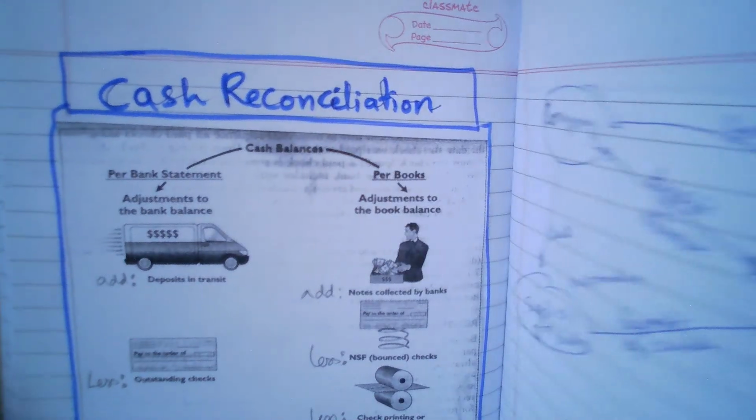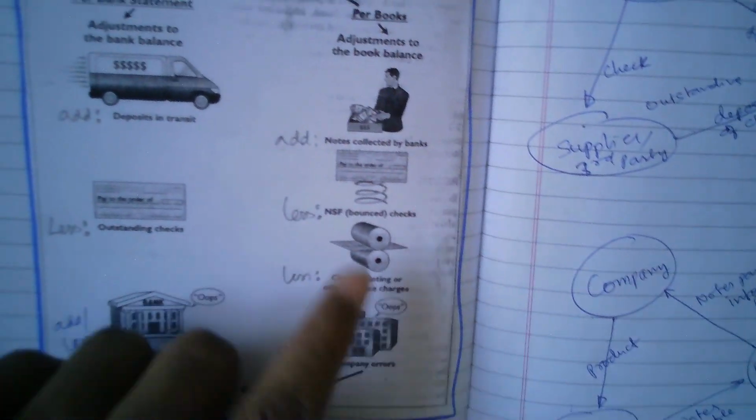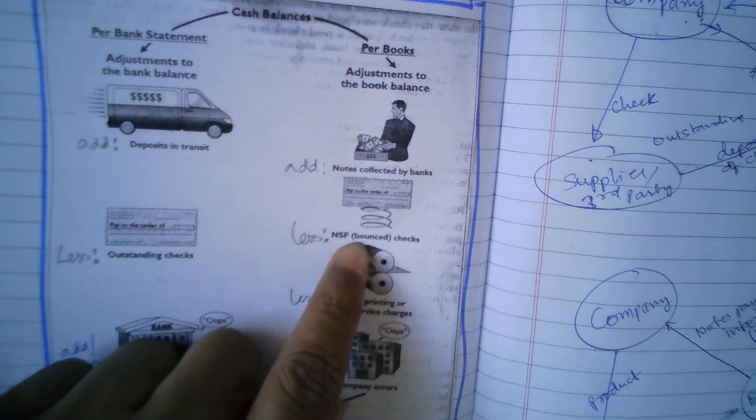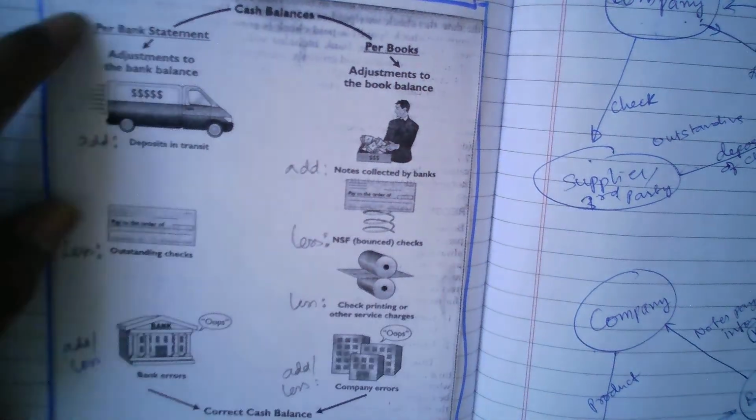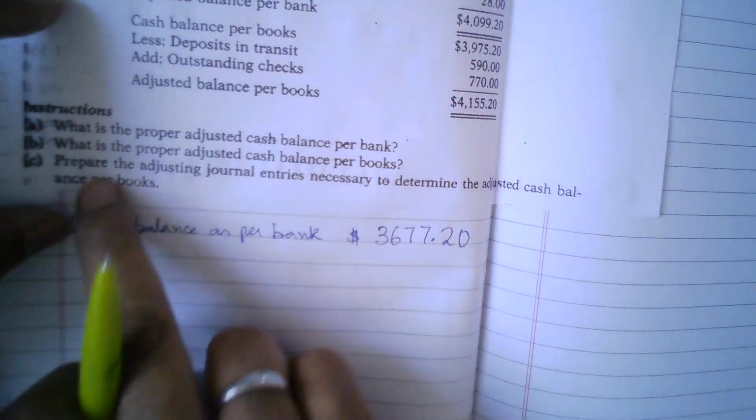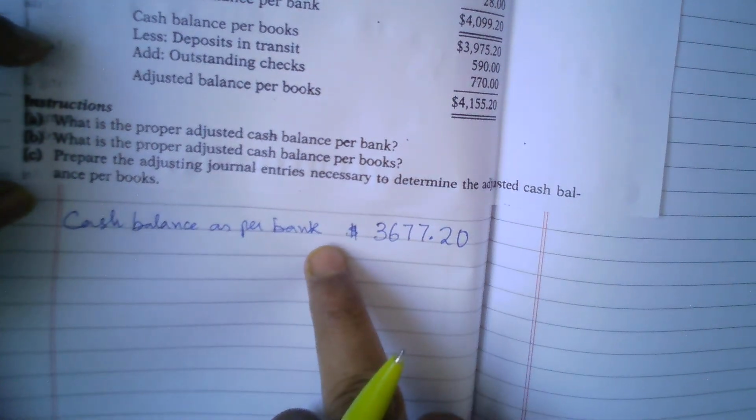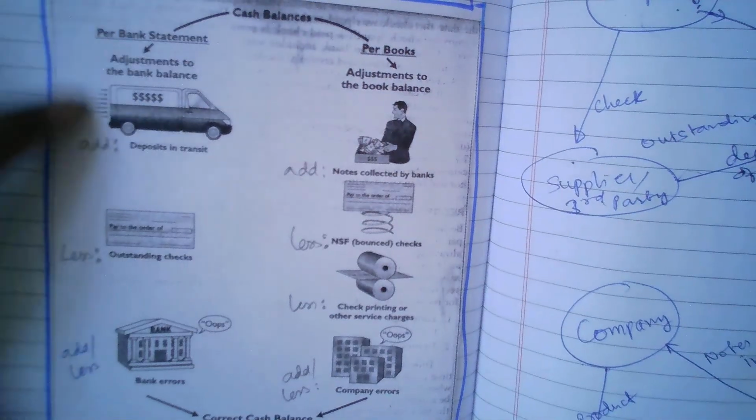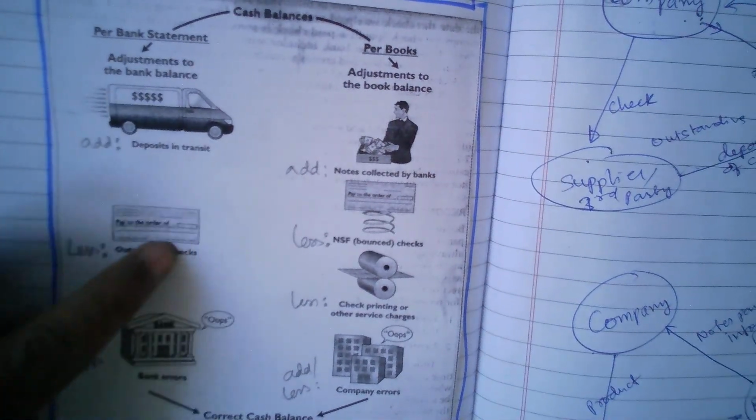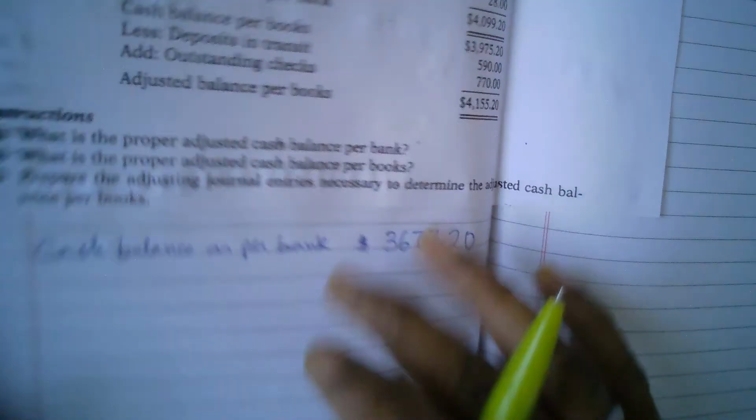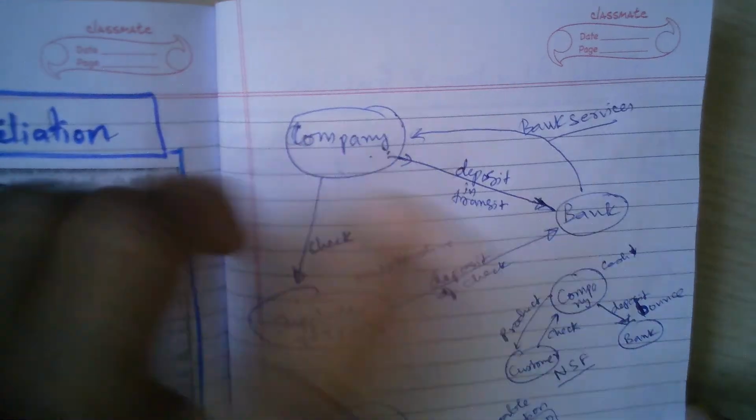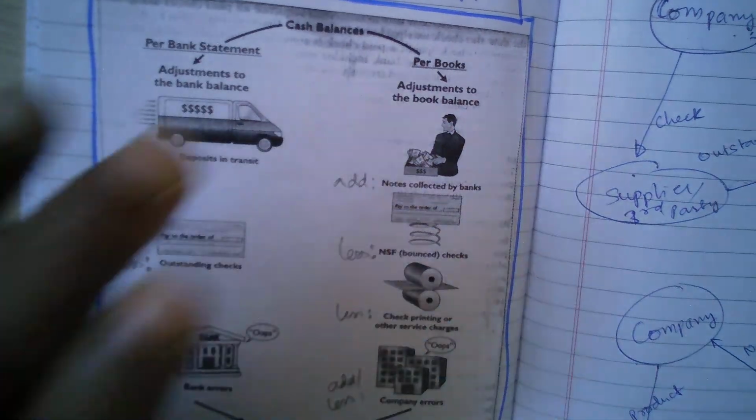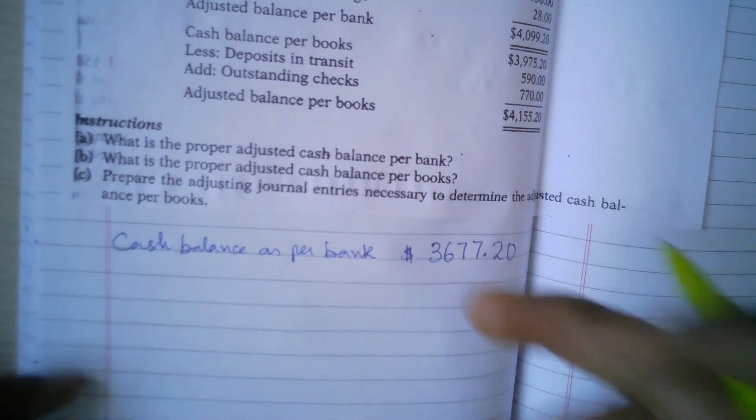But if I look at my diagram, the NSF check is under the account books, not under the bank side. Right now we started off with the balance as per bank, right? So let us see what is there on the bank side. On the bank side, deposit in transit and outstanding checks are there, errors are there. Again, if you had not seen the first introduction video, please see that video, where I explained this diagram in detail, and then come to this video.